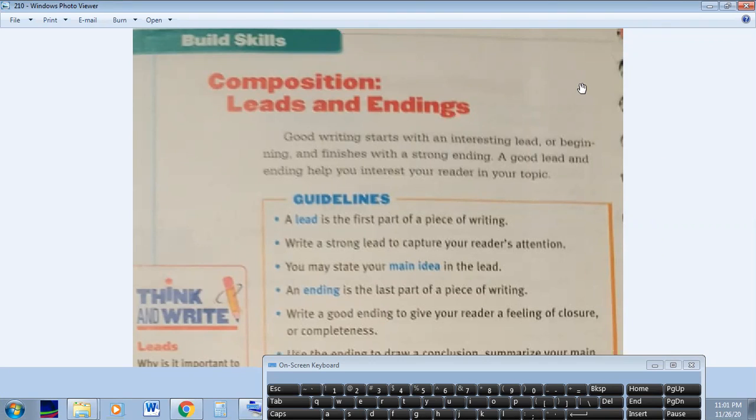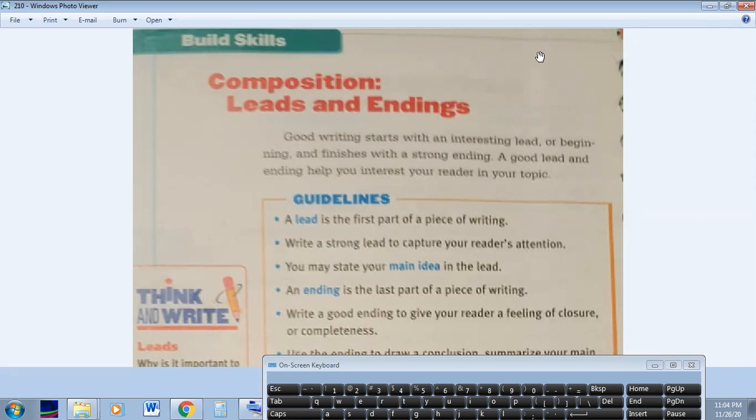When you write, you should start with something interesting so that your reader wants to read what it is you're talking about. Your lead, which is the first sentence of your writing, if you're writing a paragraph, or maybe the first part of your writing, if you're writing a longer piece of writing, should be interesting so that your reader wants to read what you are writing about and continues to read after reading the beginning.